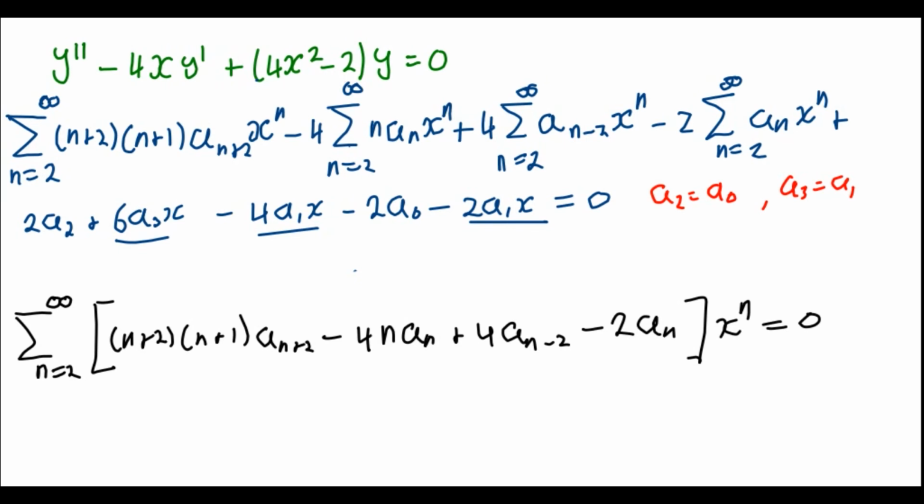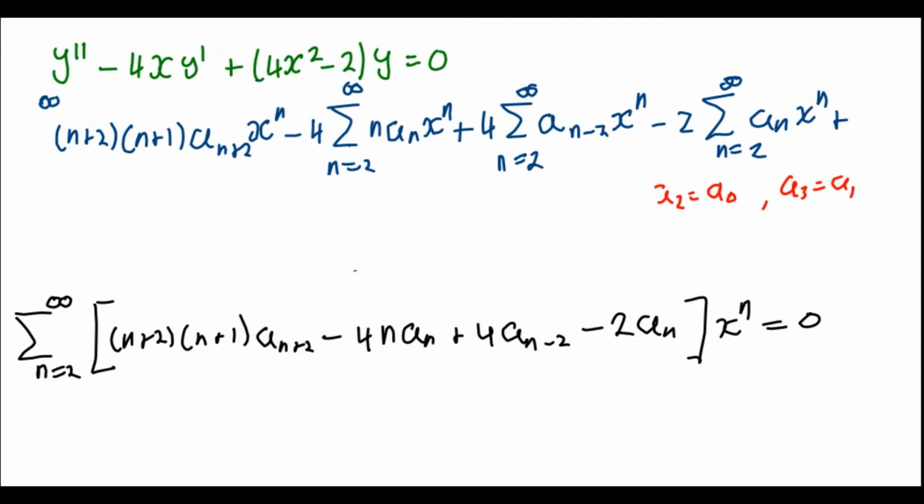So now you can determine your recurrence relation from what you have here. How you determine it is to make the a sub something that has the highest index the subject of the formula. This one is bigger than this one. Why am I saying so? It's because it's bigger by 2. This one is smaller by 2. This one is just n there. So make the bigger one the subject of the formula. That is what is going to give you the recurrence relation, and that's what you need to come up with your series solution.